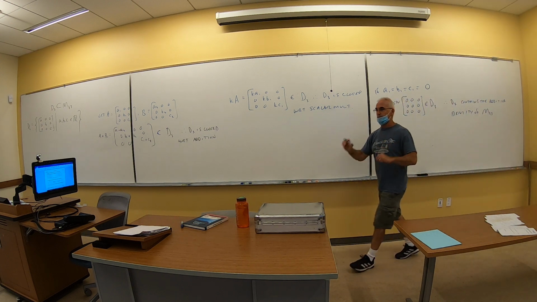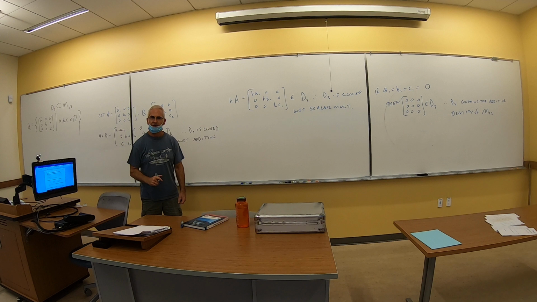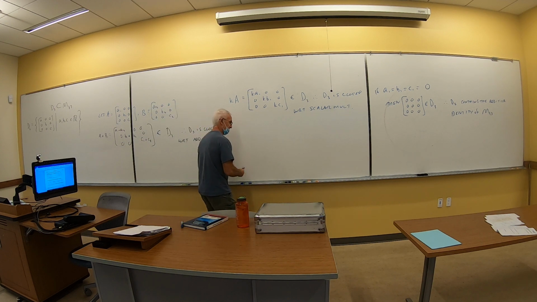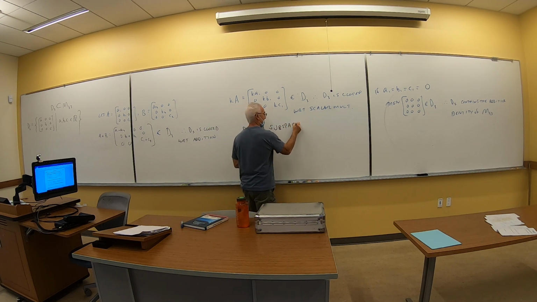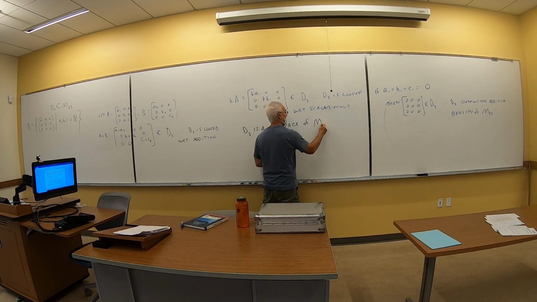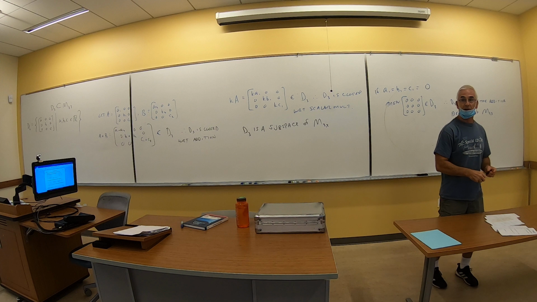I am now finished with the problem, but I need a conclusion. So what do you think my conclusion is? I'll use a different color. D3 is a subspace of M33. That's my conclusion. That's what I was trying to show.